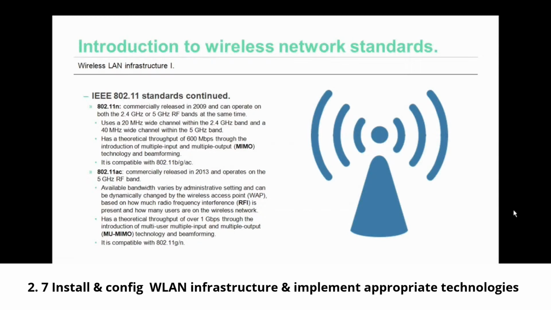It was commercially released in 2009 and can operate on both the 2.4 GHz and 5 GHz radio frequency bands at the same time. It uses a 20 MHz wide channel within the 2.4 GHz band and a 40 MHz wide channel within the 5 GHz band. It has a theoretical throughput of 600 megabits per second through the introduction of multiple input and multiple output, MIMO, technology and beamforming. And it is compatible with .11b, .11g, and .11ac.